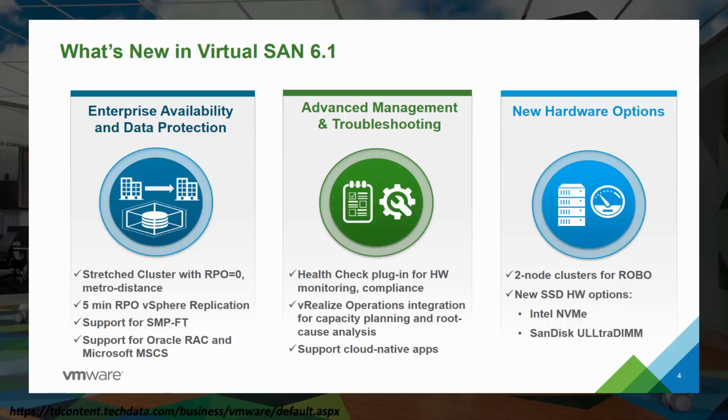And finally, vSAN 6.1 has new hardware options. We now are offering a 2-node ROBO vSAN option, which has been requested by customers ever since vSAN first was released, so a lot of people are excited about this option. This offers a more cost-effective vSAN option for remote office, branch office, or ROBO locations because you only have to purchase 2 physical vSAN nodes instead of the normal 3, which is typically the minimum.